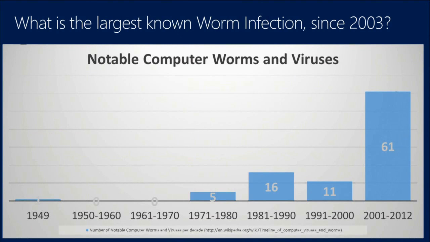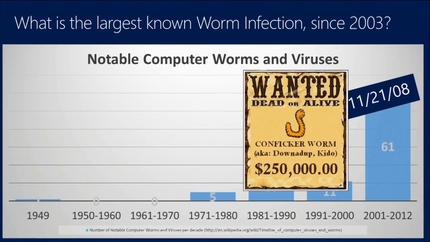What do you think it is? Does someone think they might know? I'll give you a hint. In 2008, Microsoft put out a reward of $250,000 to find the writer of the Conficker virus worm. And this impacted the world, actually. The UK was impacted, the French ministry was impacted, the US government was impacted, and we said, okay, we've got to do something about this. So Microsoft actually did a security push to help eliminate this.